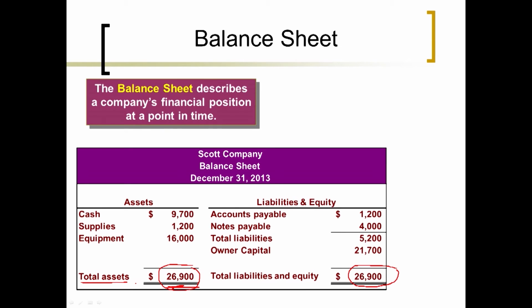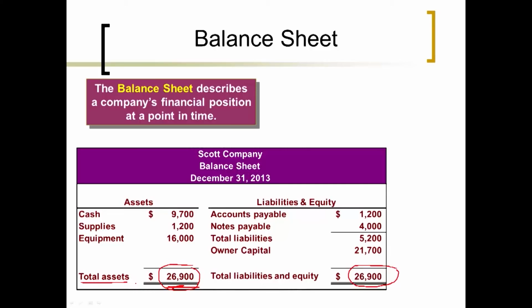That goes back to the income statement. It should say net income of 2,200. And on the statement of equity, it should say ending balance of capital of 21,700. And on this financial statement, it should say total assets of 26,900. Don't just have a total there with no label.